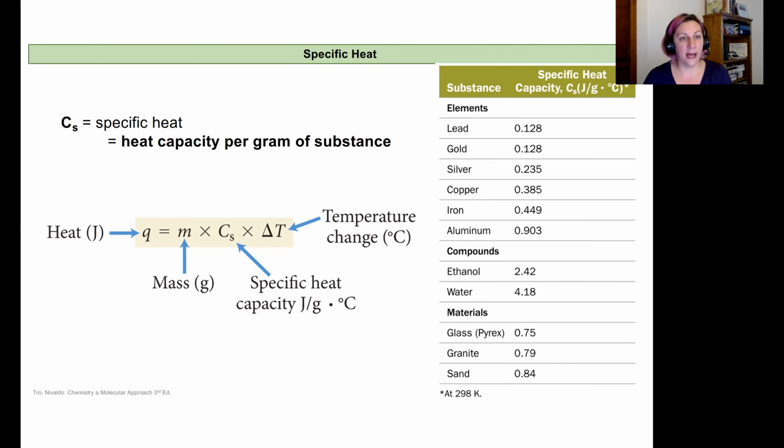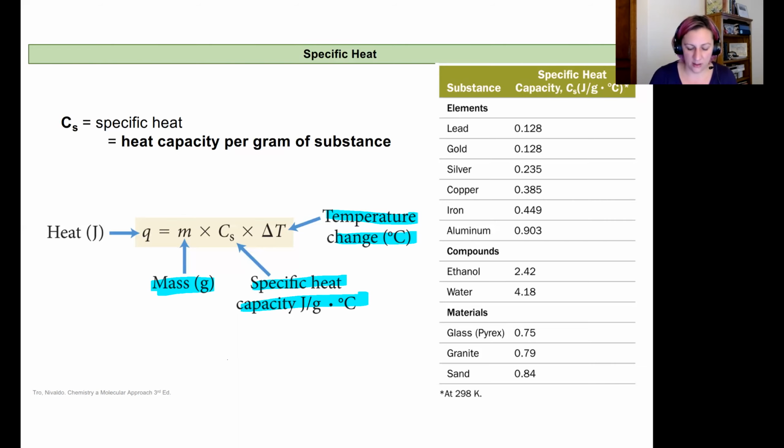So looking at heat capacity, or specific heat, we can define it as the heat capacity per gram of a substance. So that means that the amount of heat that flows into a system, so that energy that transfers either into or out of a system, is going to be dependent on the mass of that object or the system, the specific heat capacity of it, so the amount of energy it takes to change the temperature of that object, and times that temperature change. And we can rearrange this in a number of ways.